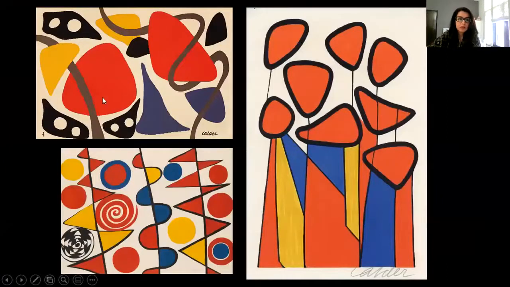Now you see here, very much of his sculptures are reflected in his artwork, the shapes. There's a lot of movement. Again, all primary colors, blue, red, and yellow. Again, you see he used gray here, which is a mix of black and white, so neutrals. Very small palette. Okay.